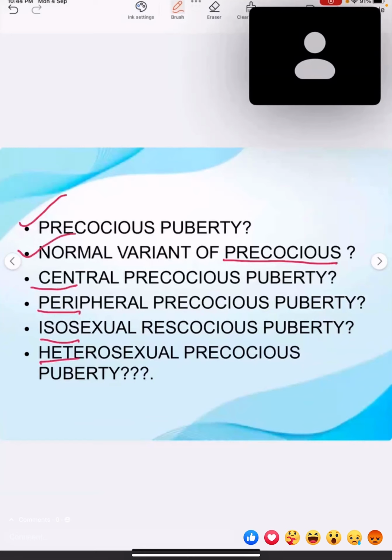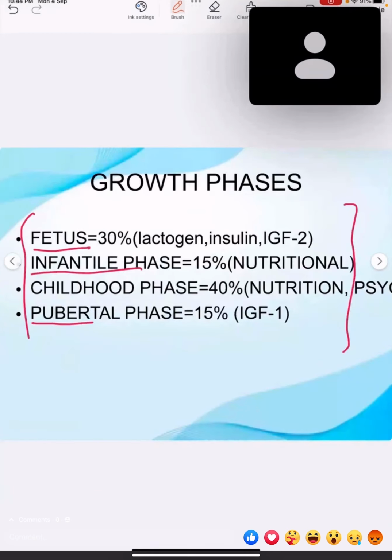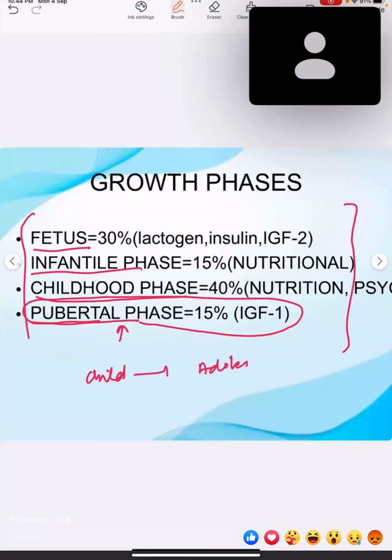These are the growth phases. I am not going to discuss them at this time, but there is a fetal phase, infantile phase, childhood phase, and pubertal phase. The pubertal phase is basically the transition from the childhood phase to the adolescent phase. In simple words, this is the stage where you are entering into an age where you can reproduce. It's the age of reproduction. So this is a transition phase from this side to this side.